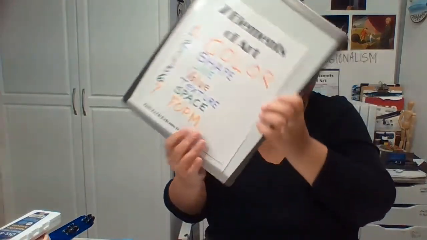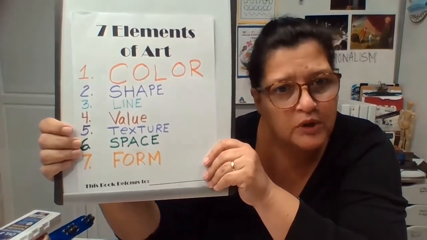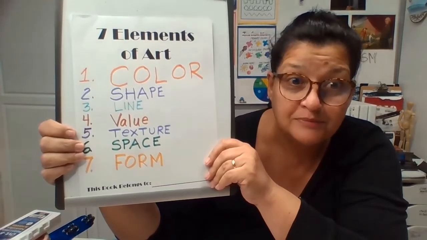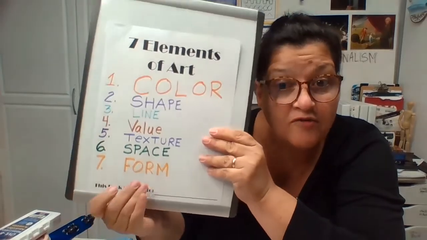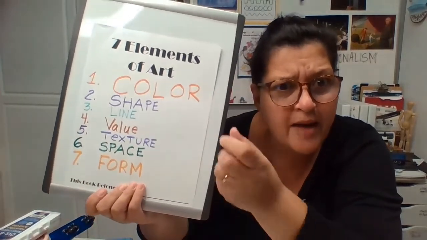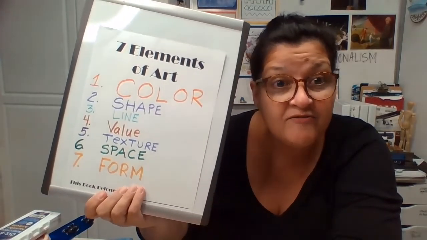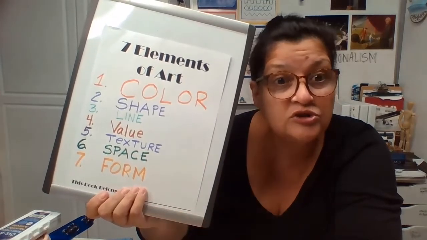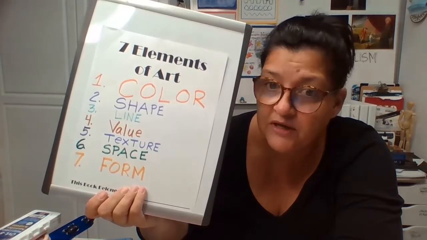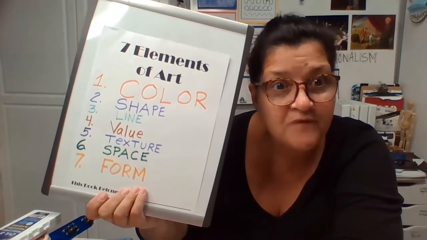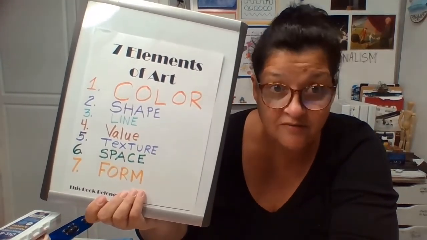Number 7 is form. It's sort of like a shape when it grows up. That's kind of a silly way of explaining it, but a shape is flat. A form almost looks like you could grab it off the paper. It looks more realistic, a form. A form is something that looks three-dimensional. A form could also be something that is three-dimensional. A form. And that is number 7 of the elements of art.